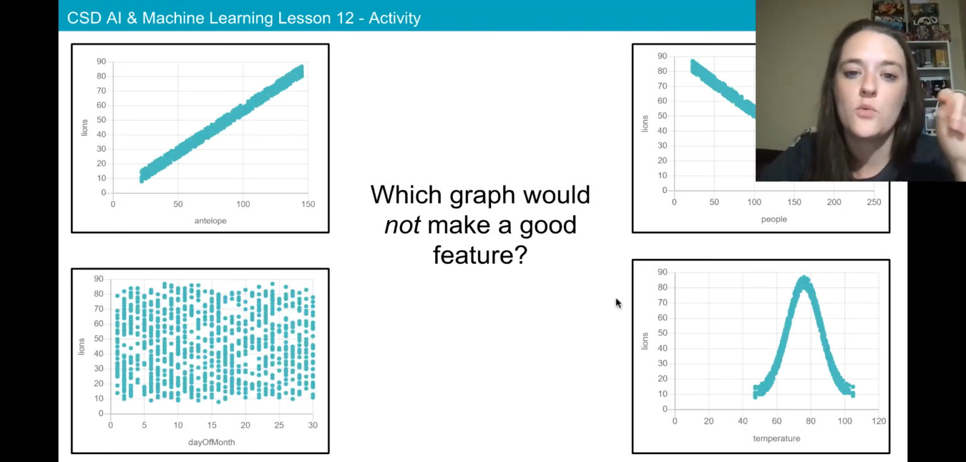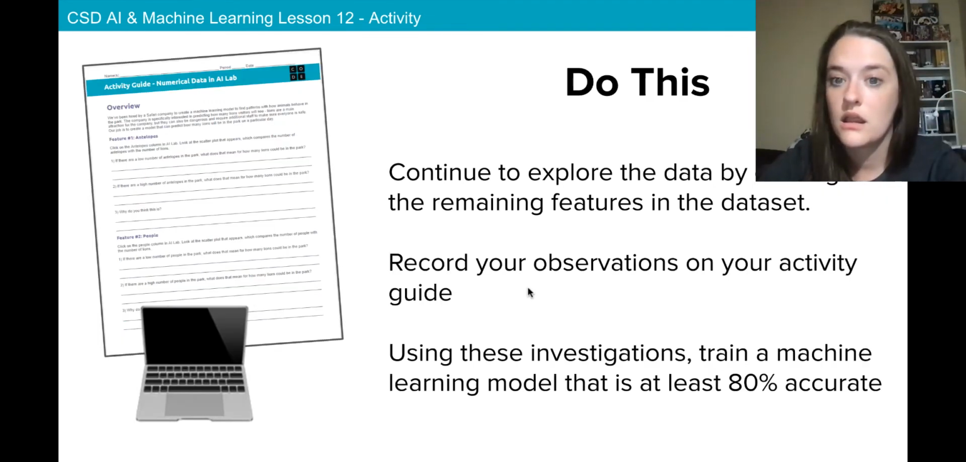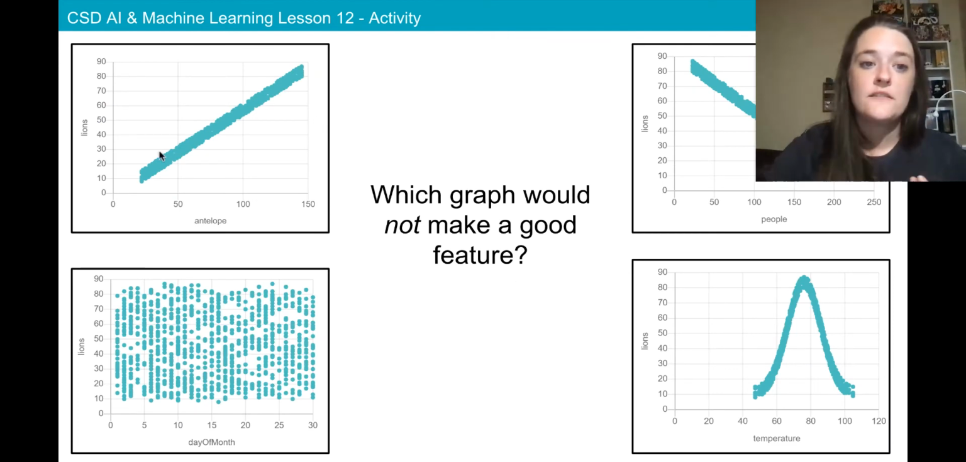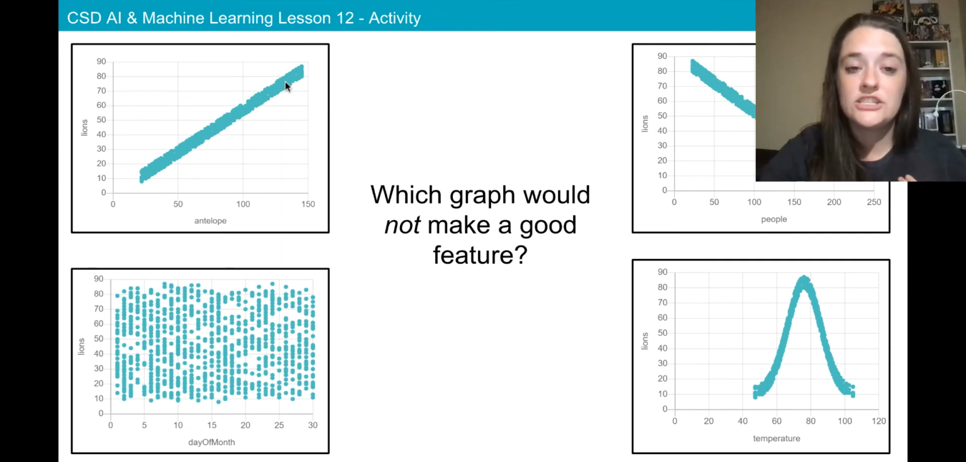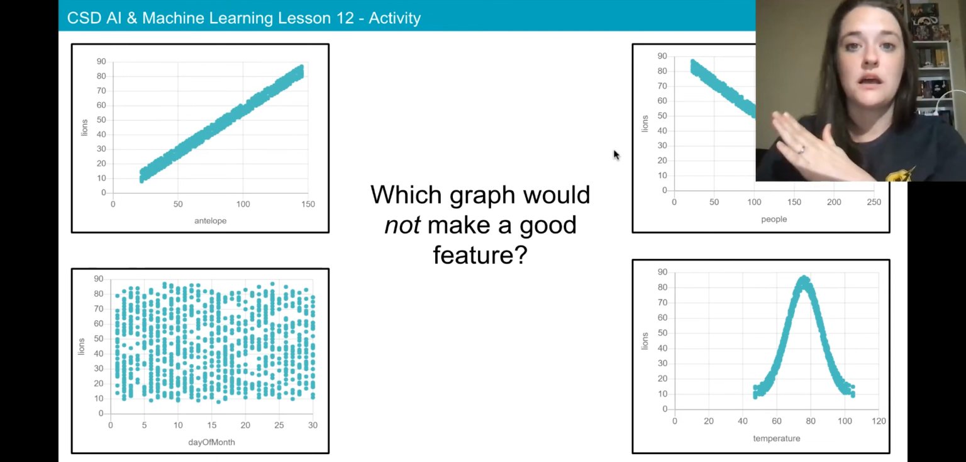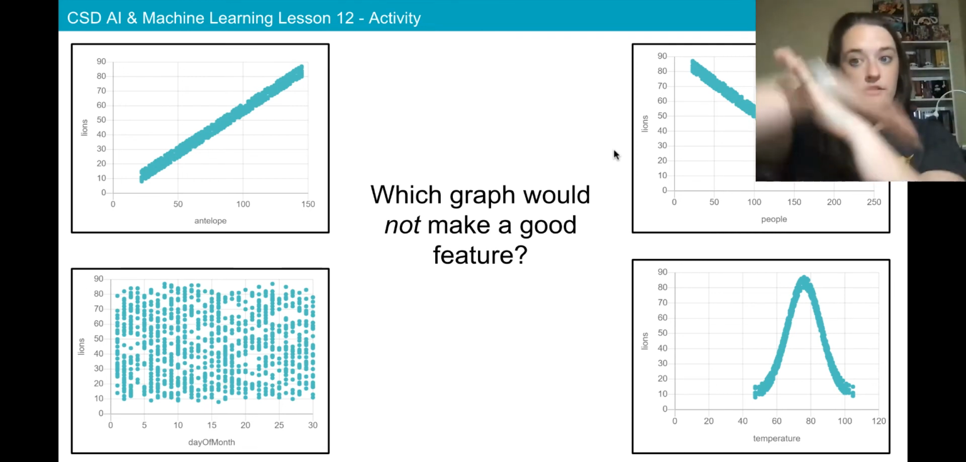Which graph would not make a good feature? And I already said this. This one right here. Why? Because there's no direct relationship. Okay, this is a direct relationship. This is an inverse relationship. So direct means as one goes up, the other goes up. Inverse is another form of the word inverted, and that means when one goes up, the other goes down.